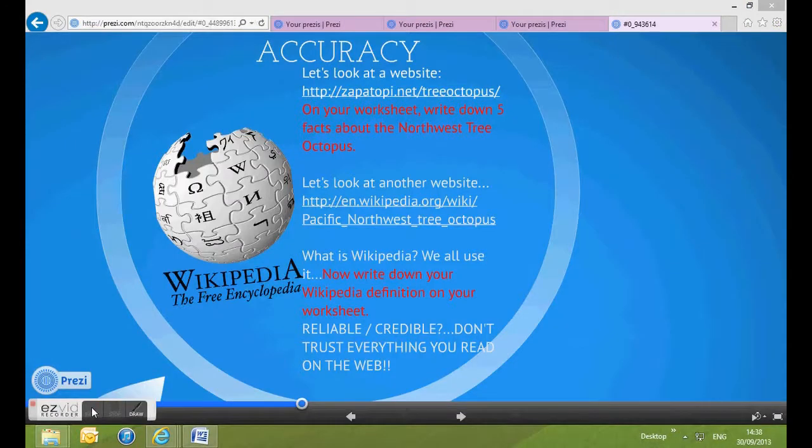But does this website, is it real? Put up your hand if you believe this. Now let's look at another website to confirm this. You may have heard of it.